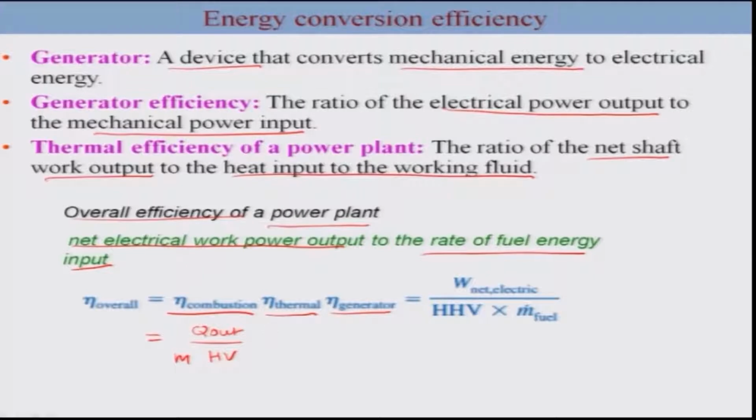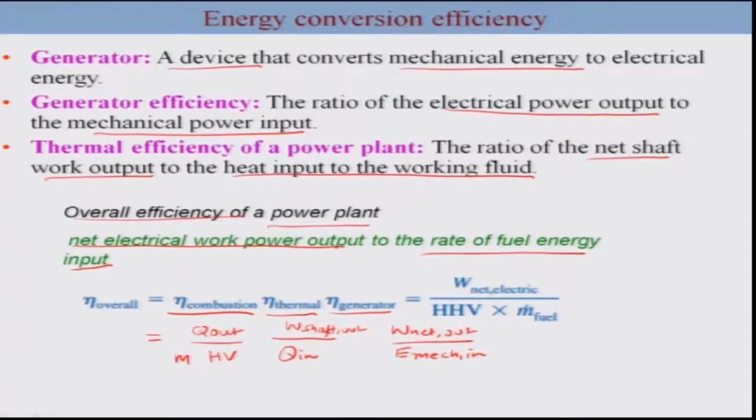What about the thermal efficiency? As I already mentioned, thermal is the net shaft work output, so that will be W shaft out divided by Q in. Q in is basically the same as Q out. And eta generator would be W net out, which is the electrical power output, divided by the W mech in, the mechanical energy, which we are using here.